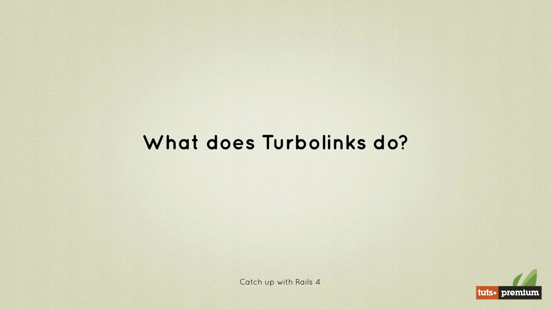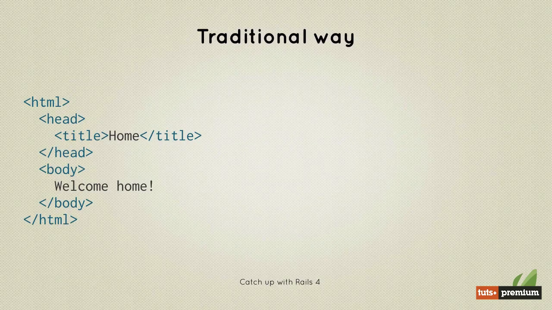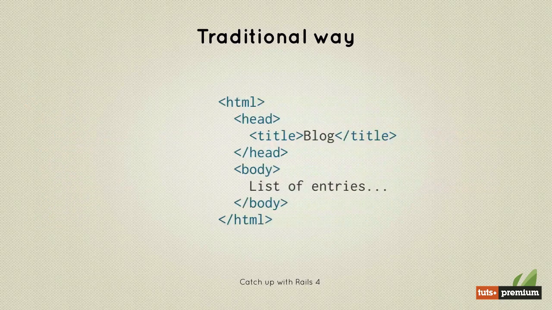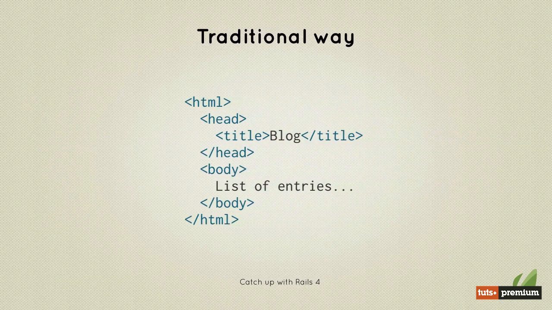Before Turbolinks existed, you had the traditional way of doing requests. Let's suppose you have a homepage and then you have a link inside that points to blog. This would allow you to visit the blog page. So if you did that, a normal request would hit the server and you would get a new response. This response would be fully served to the browser. So the previous page would disappear and you would have simply the blog page.